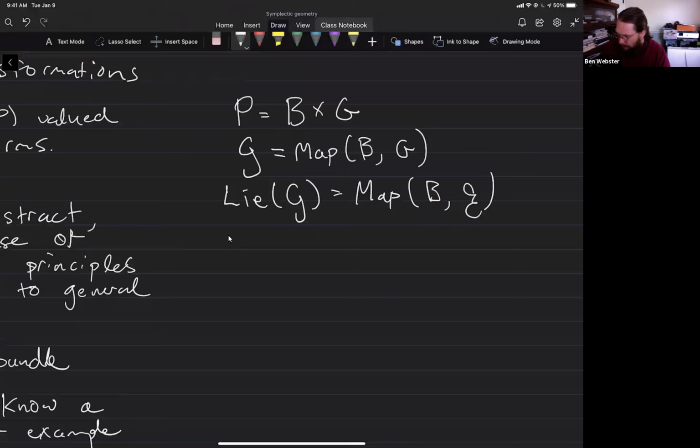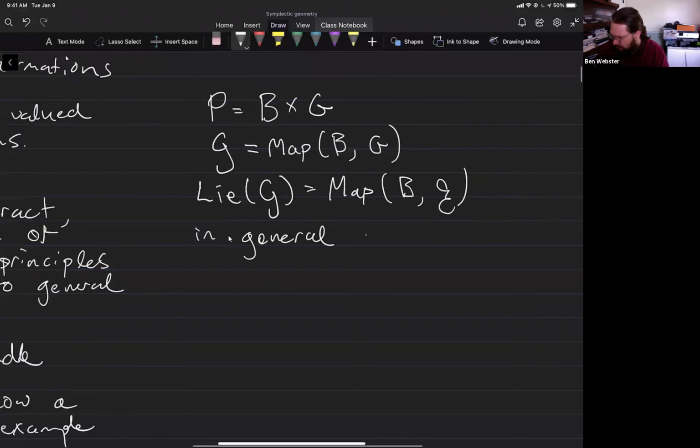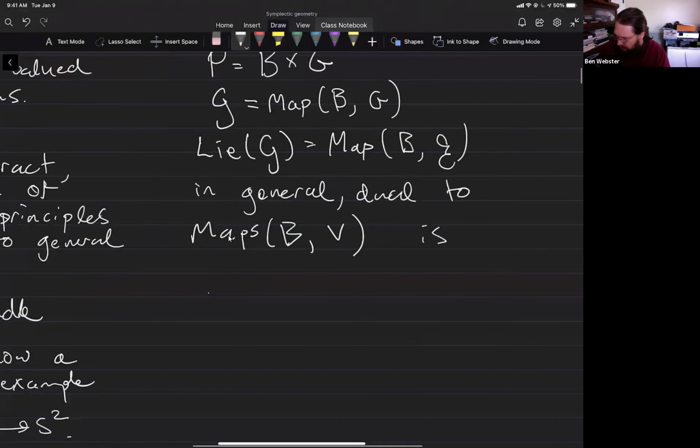So here, in general, the right dual to maps of any manifold into any vector space is, I'm going to write this as sections on B of the vector bundle V dual tensor the top wedge power of the cotangent bundle.